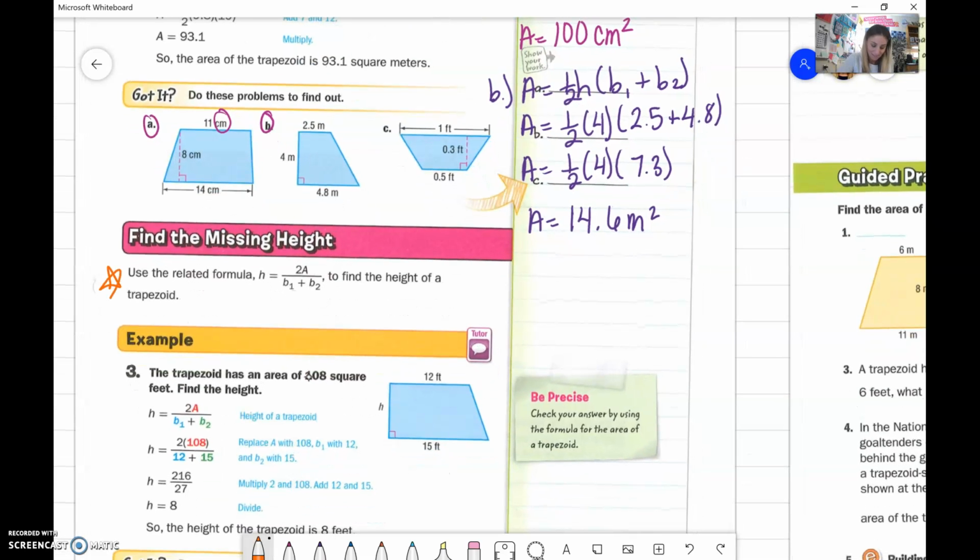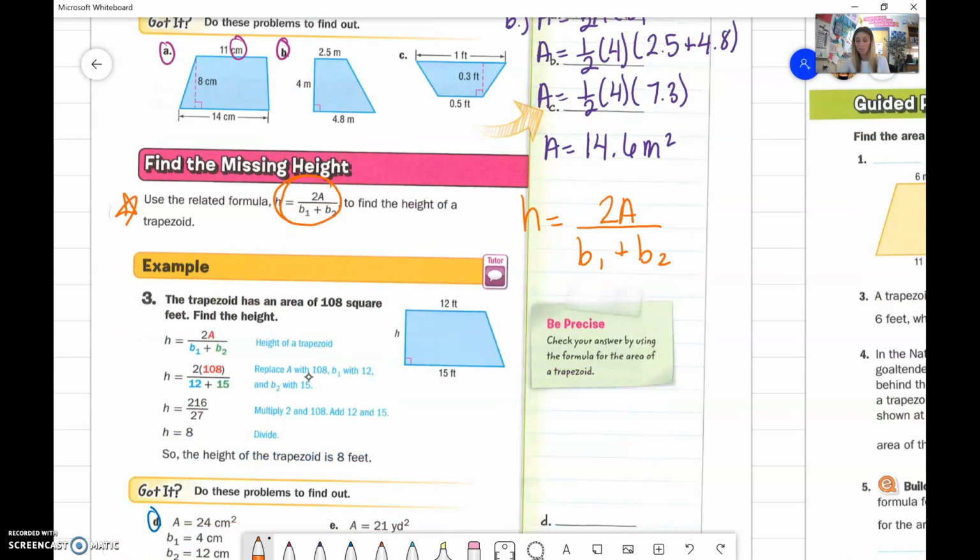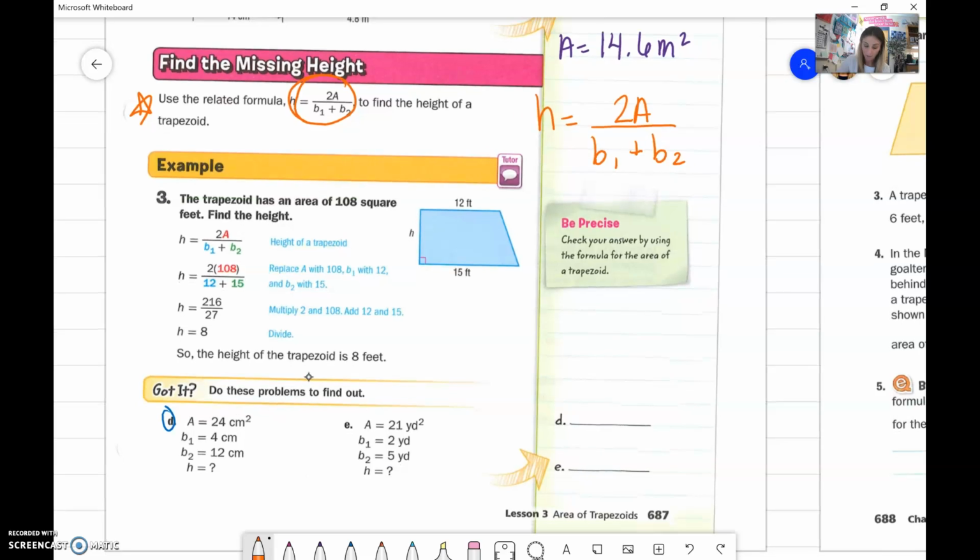All right, take a look at this. Finding the missing height. Okay, there's going to be a time just like we were finding missing dimensions on area of a parallelogram and area of a triangle. Well, now we're going to be missing the height. However, the only thing that is changing is we are going to use this new formula. So we have a new formula of height equals 2a, which would be 2 times our area, and then divided by our base 1 plus our base 2.